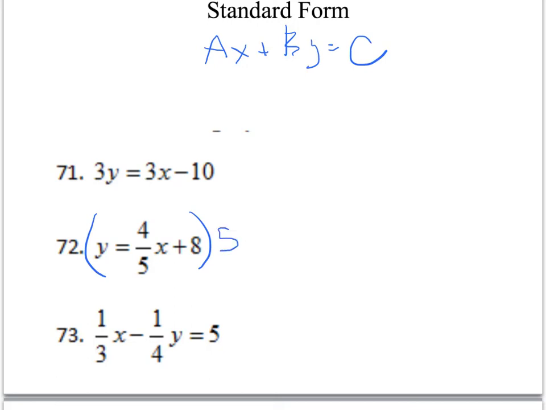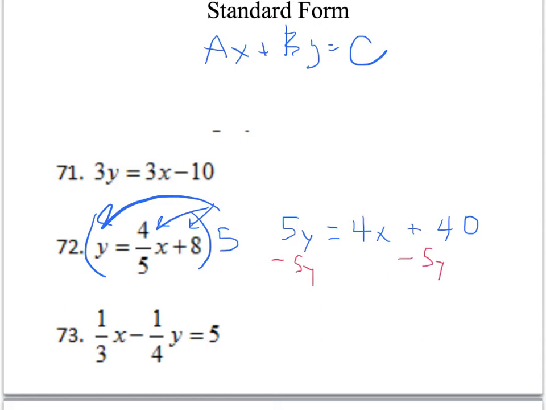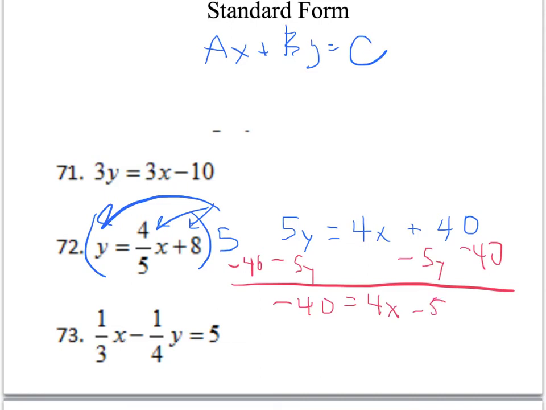So the very first thing I would do in number 72 is multiply by 5, so we don't have any fractions. And I'm going to distribute the 5, and we're going to get 5y equals 4/5 times 5. The 5's cancel. We get 4x plus 8 times 5, which is 40. Now remember, x has to be positive. So what I'm going to do is subtract 5y from both sides and subtract 40 from both sides. And in essence, this will give me negative 40 equals 4x minus 5y.